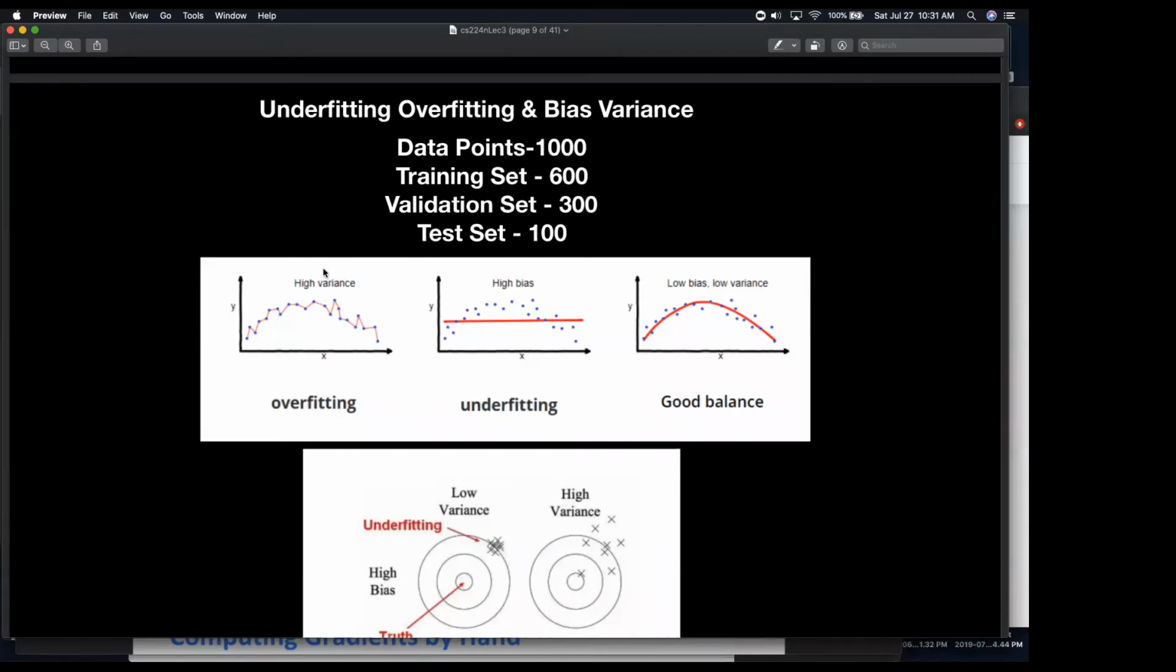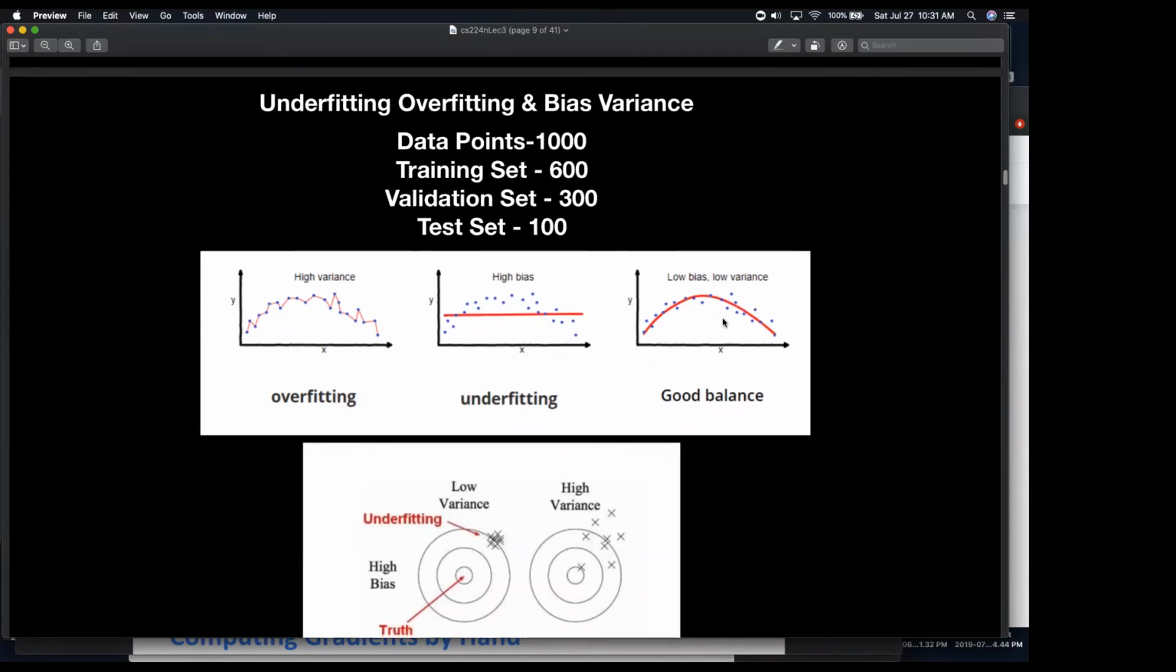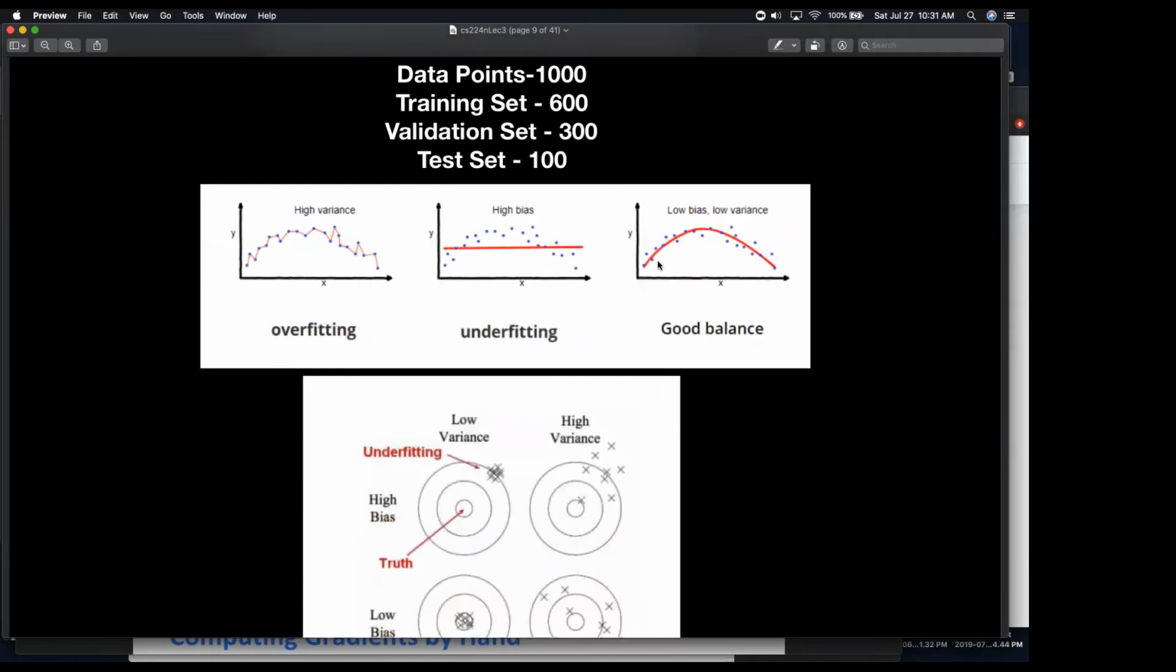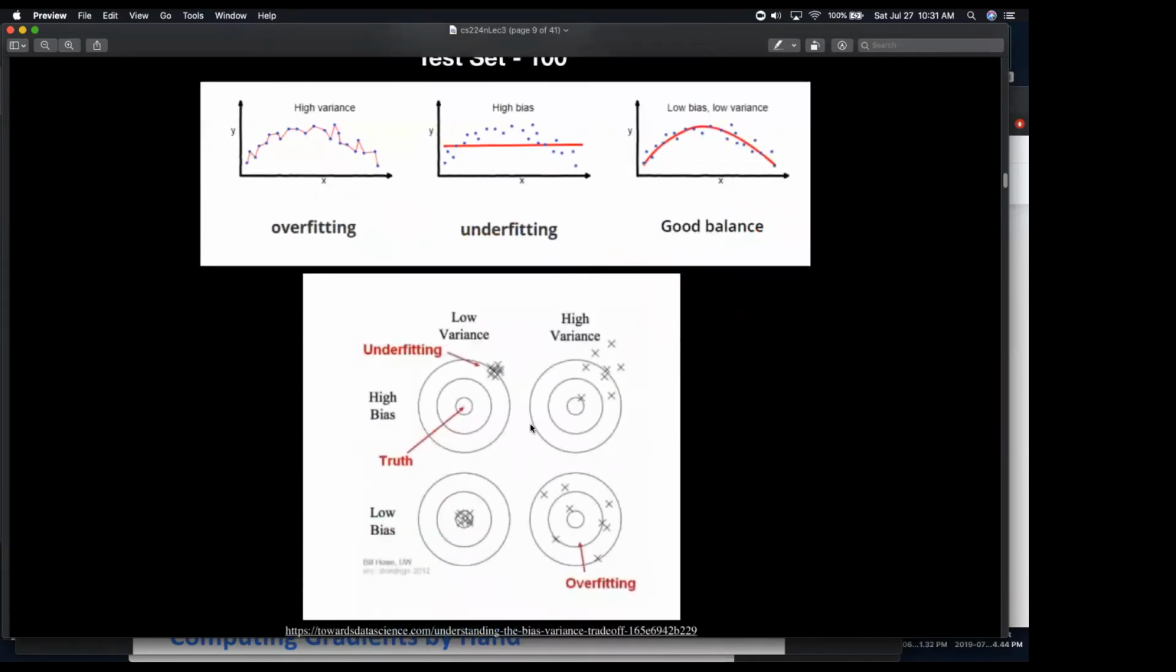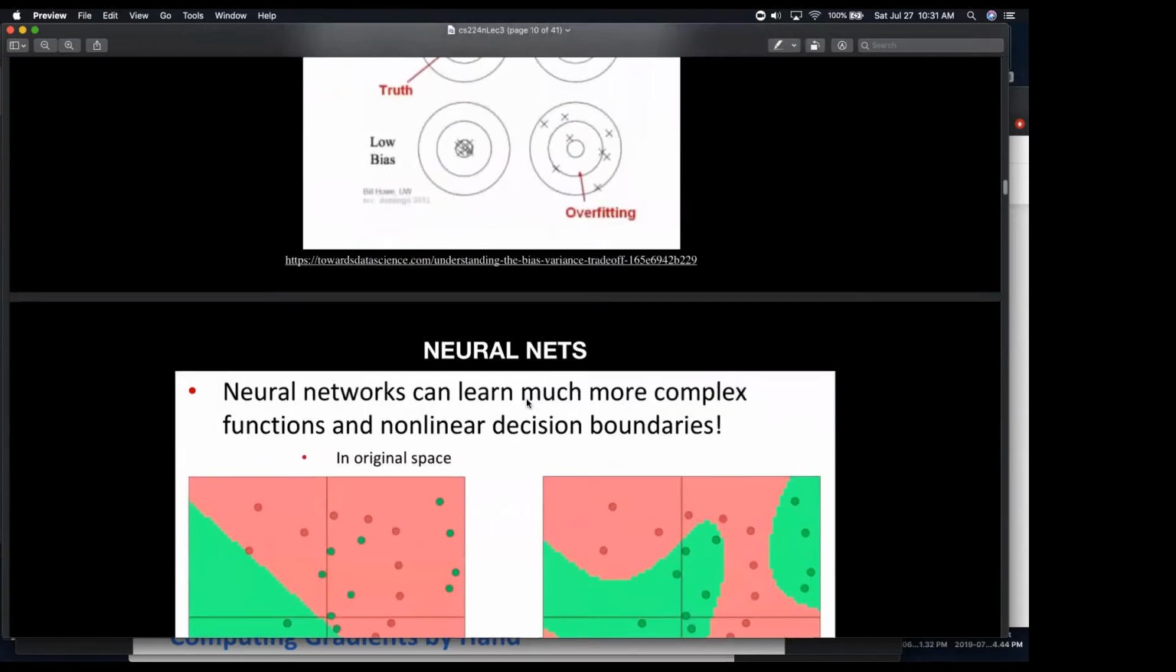In the high variance or overfitting scenario, another way of thinking about it is that your model is memorizing all the data. It's not able to generalize well when it looks at new data. So the ideal situation is low bias and low variance, which is fitting something like this.